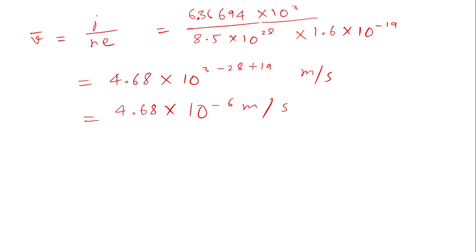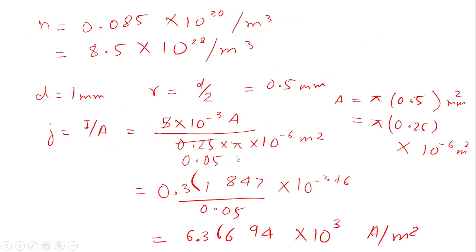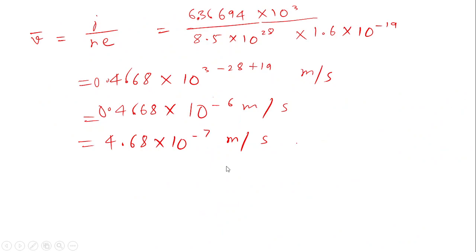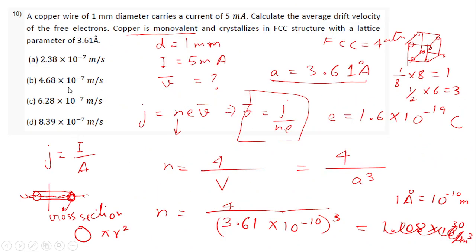6.3694 divided by 8.5 divided by 1.6, it will be 0.468, and then I'll write 4.68 times 10 to the power minus 7 meter per second. Because of this one place, please be extra careful. And then I think we have got the correct answer. 4.68 times 10 to the power 7 is the correct answer.